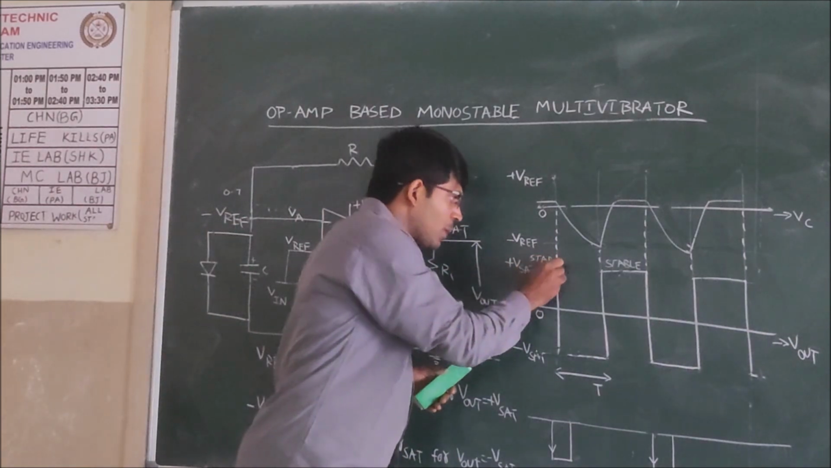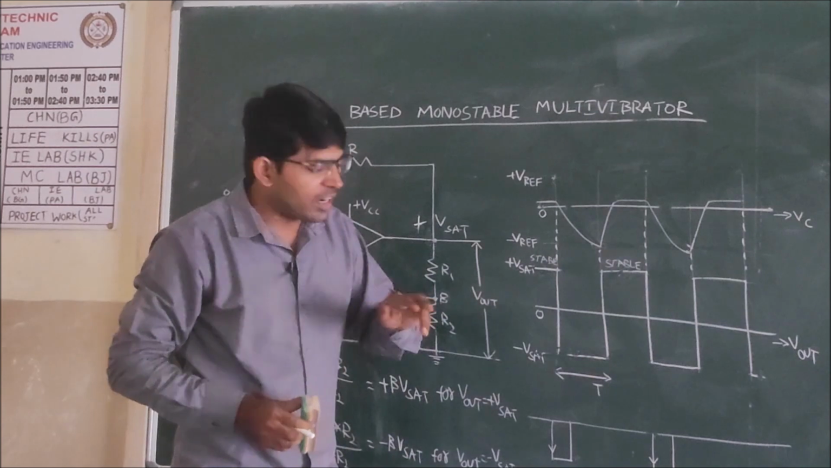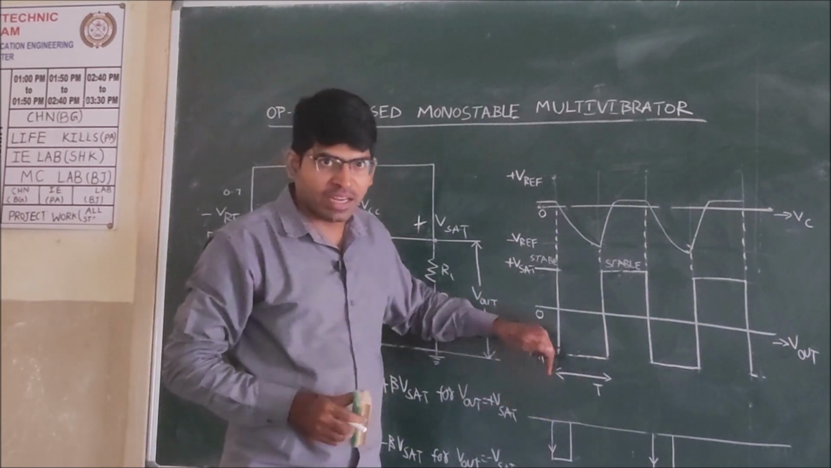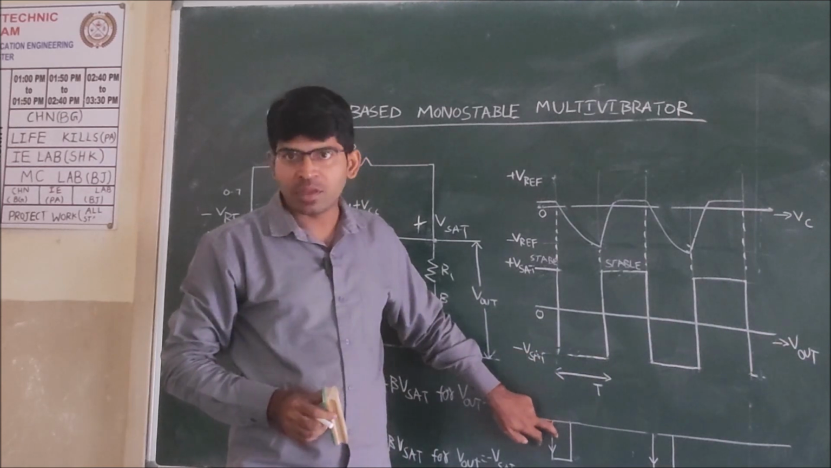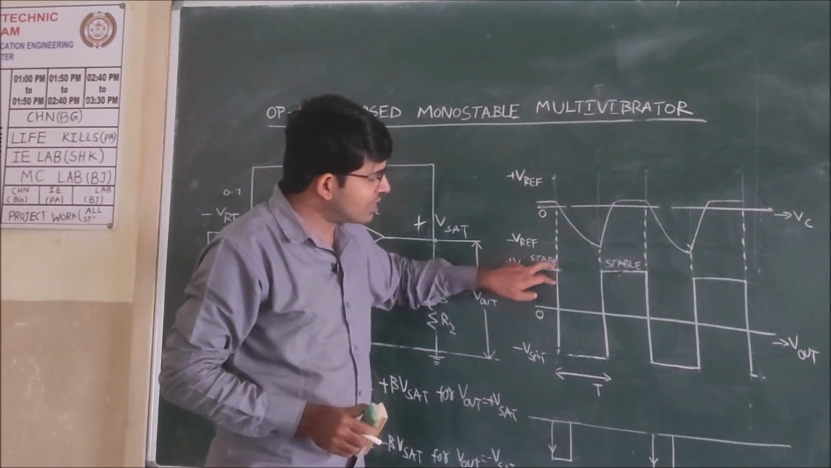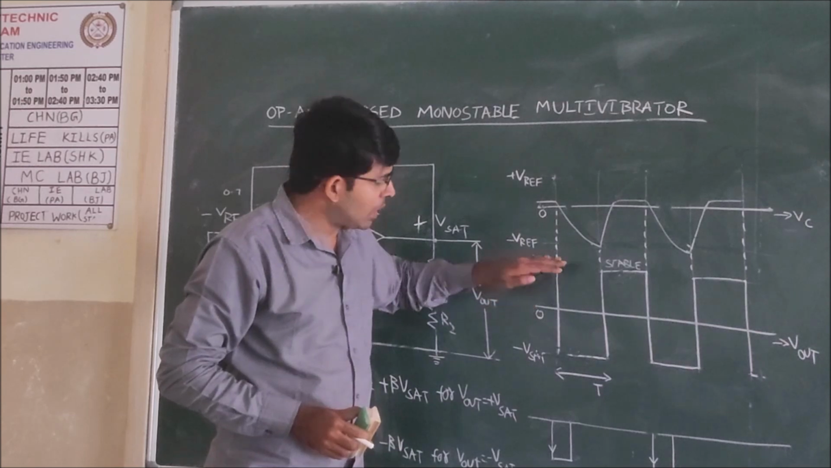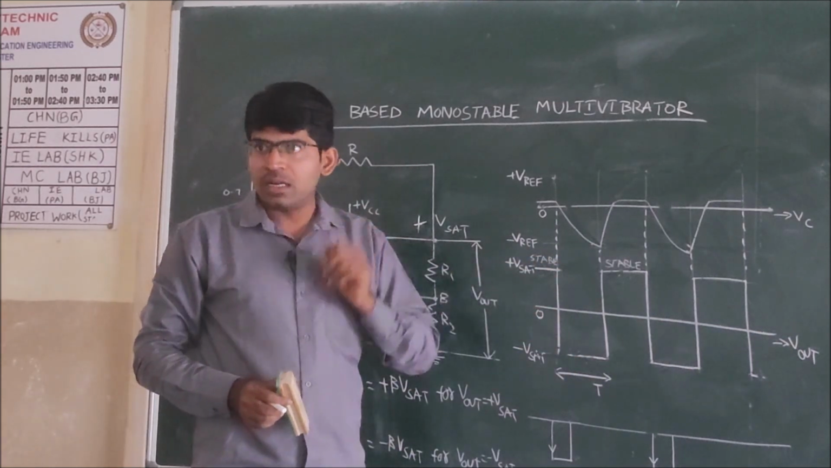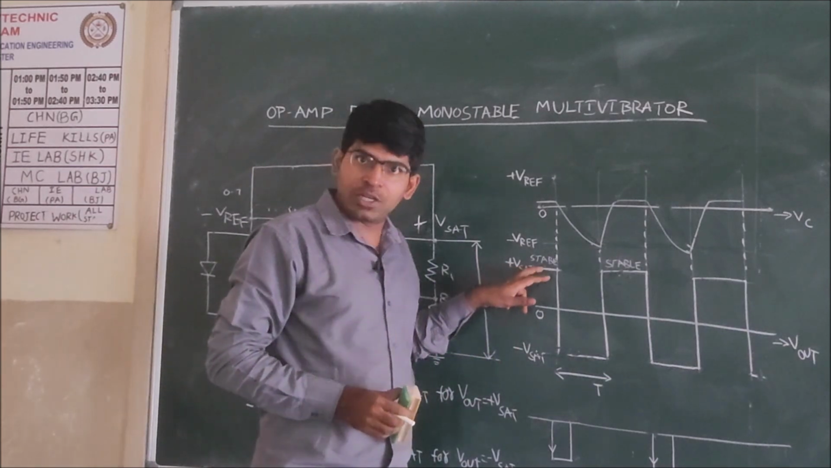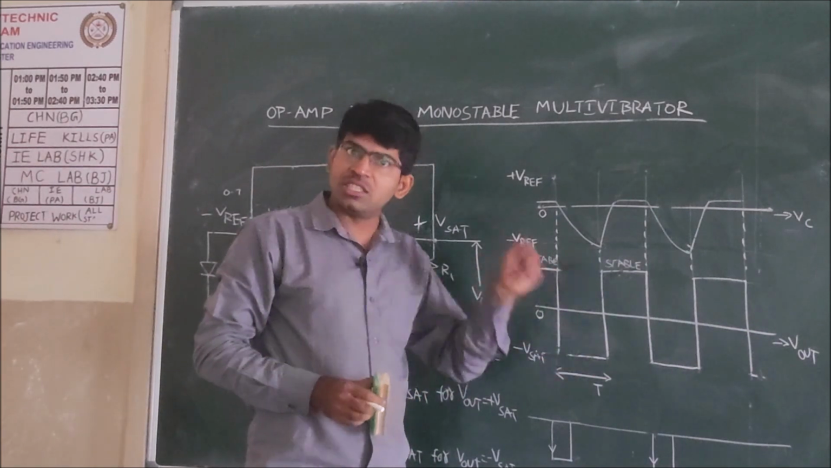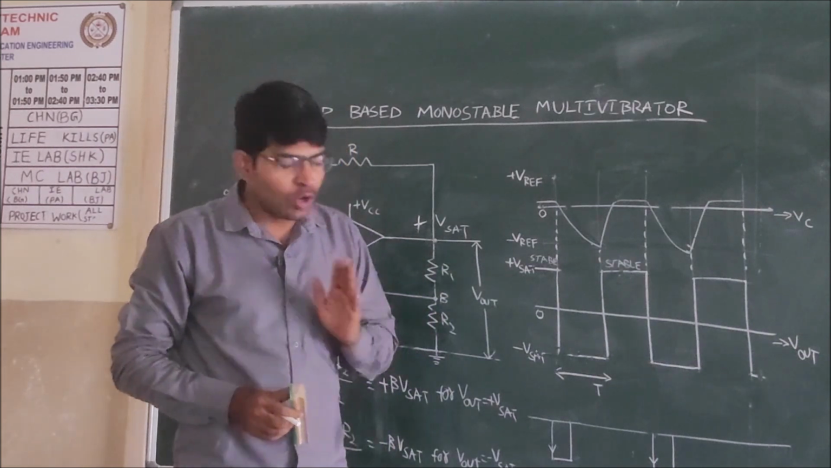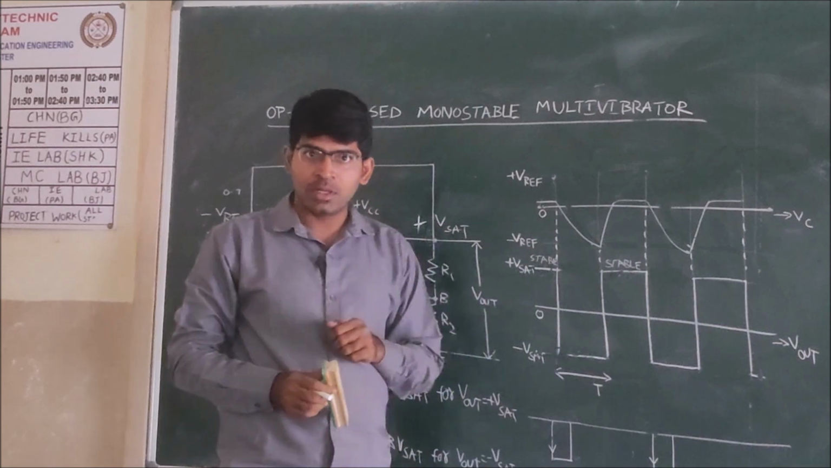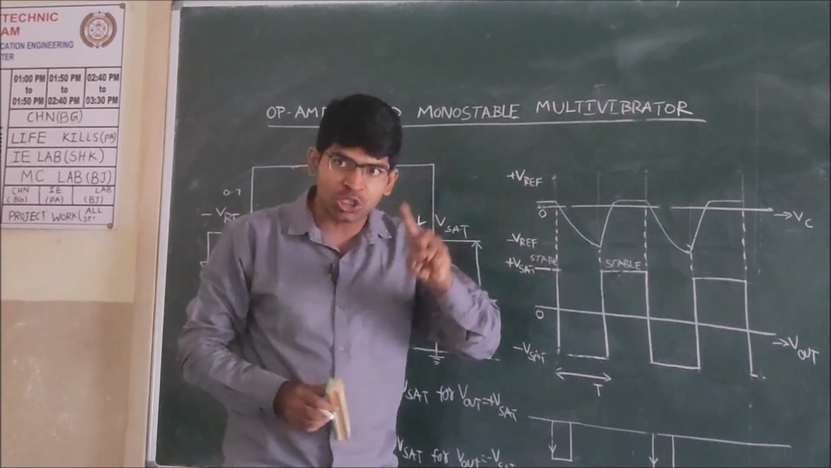Example, this state is stable. Only when we give some trigger, especially negative trigger, then its state changes from plus Vsat to minus Vsat. Until we give the trigger to it, it will not change its state. Only when we give the trigger, then only its state will be changed. That's why we are calling this a monostable.